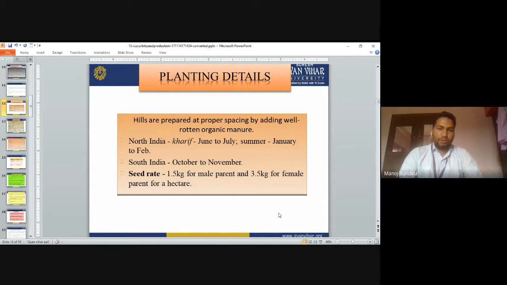Seed rate is 1.5 kg for male parents and 3.5 kg for female parents per hectare. If you are going for hybrid production, fewer male plants and more female plants are required.